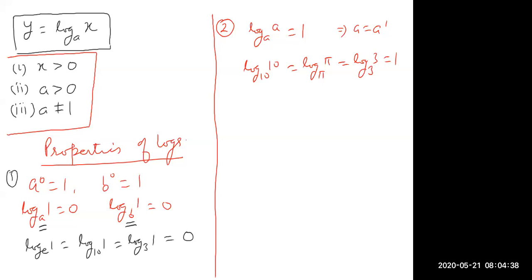Next, third property. Third property is log_a (m into n). Suppose two numbers are in product. This is equal to log_a m plus log_a n.